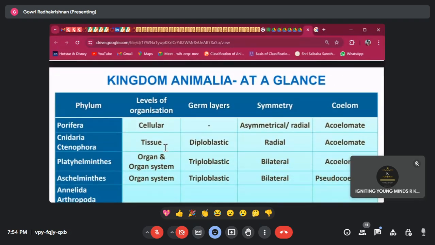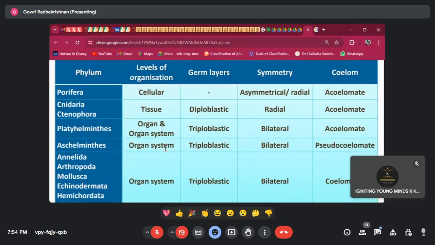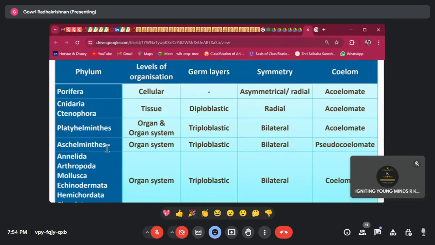Now, kingdom Animalia at a glance. Porifera: level of organization is cellular, and symmetry is asymmetrical. No germ layers are there, and it is acoelomate. Cnidaria or Ctenophora: tissue level organization, and it's diploblastic, that means ectoderm and endoderm are there, with mesoglea. Symmetry is radial and it is acoelomate.